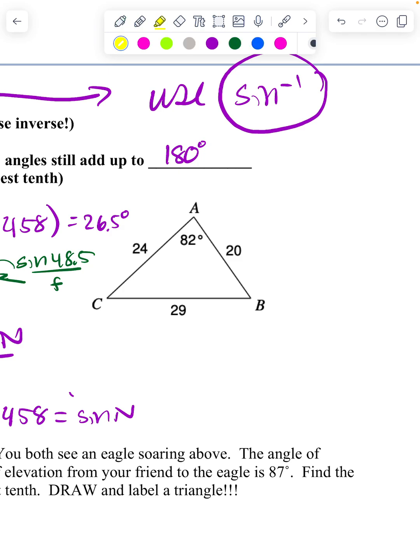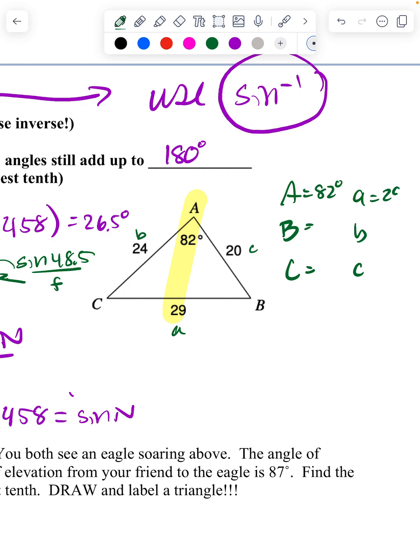Looking at this right away, I can see that I'll be able to use the law of sines because I know side A here across from A. This is side C across from C. This is side B across from B. So when I jot down what I know and what I'm going to need to find, I know angle A is 82. I know side A is 29.